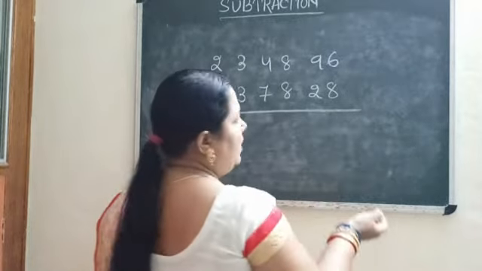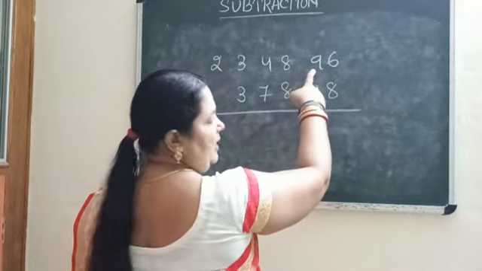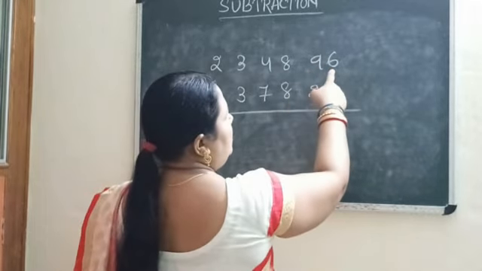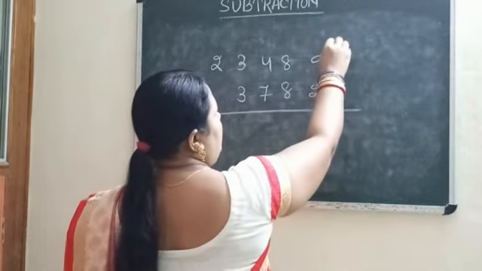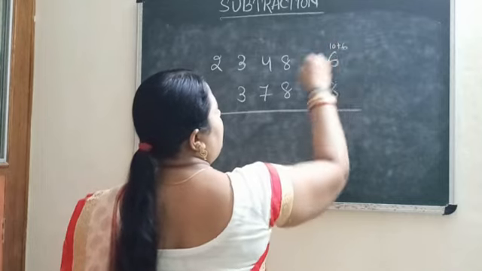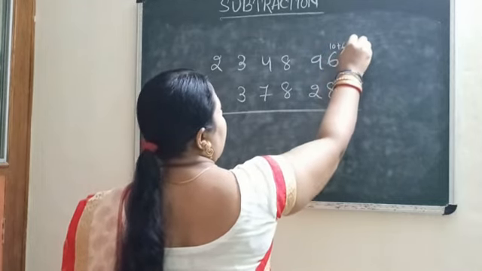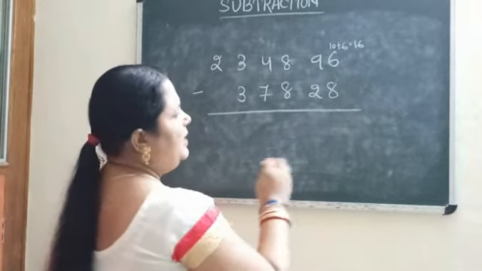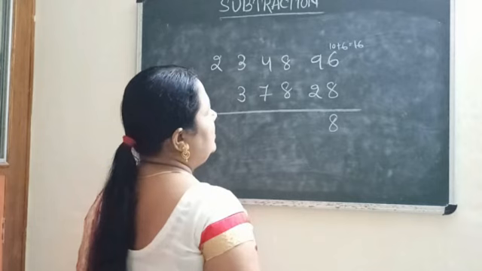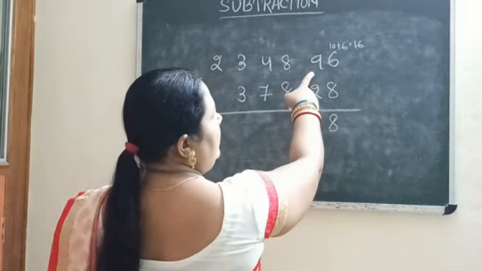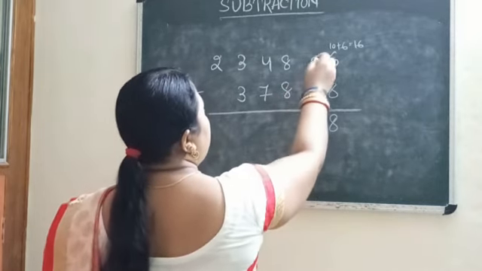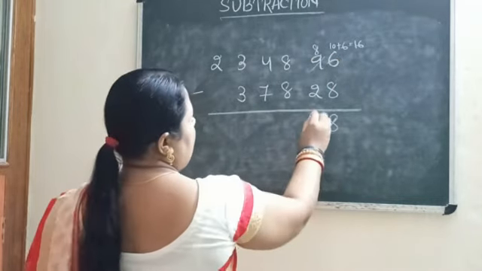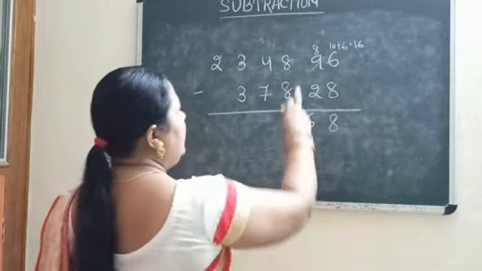So we have to borrow from the neighbor place, means from 9. So how much are we taking? 1 tens. 1 tens, when it comes to ones place, will be 10 plus 6. How much is it coming? 16 ones. Now 16 ones minus 8, it's coming 8. Then here we have borrowed 1, so how much is left here? 8. 8 minus 2 how much? 6. Okay, then this place is over.